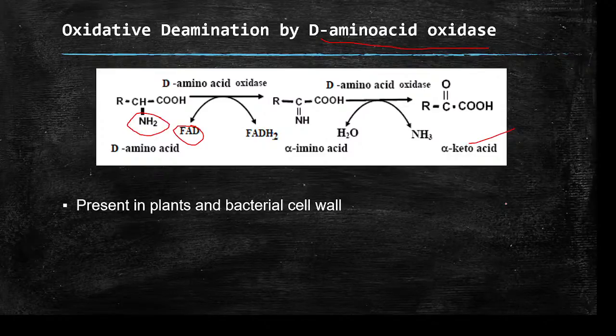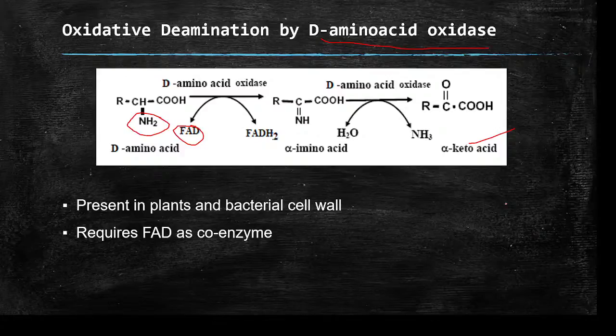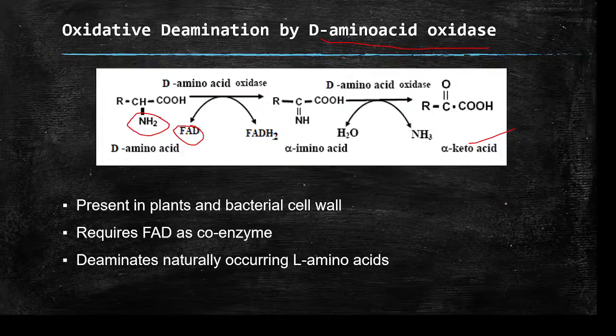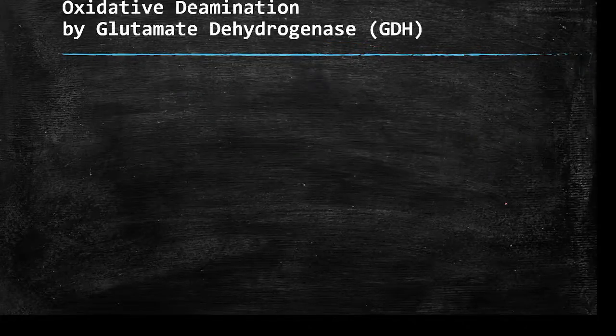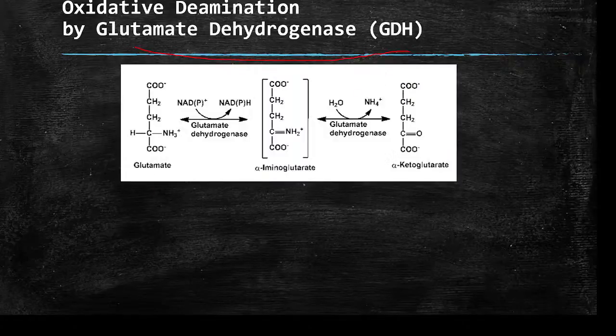Okay, so this is present in plant and bacterial cell wall, requires FAD as coenzyme and deaminates naturally occurring L-amino acids. Okay. So the next is oxidative deamination by glutamate dehydrogenase. So here you have glutamate. Glutamate is acted upon by glutamate dehydrogenase.